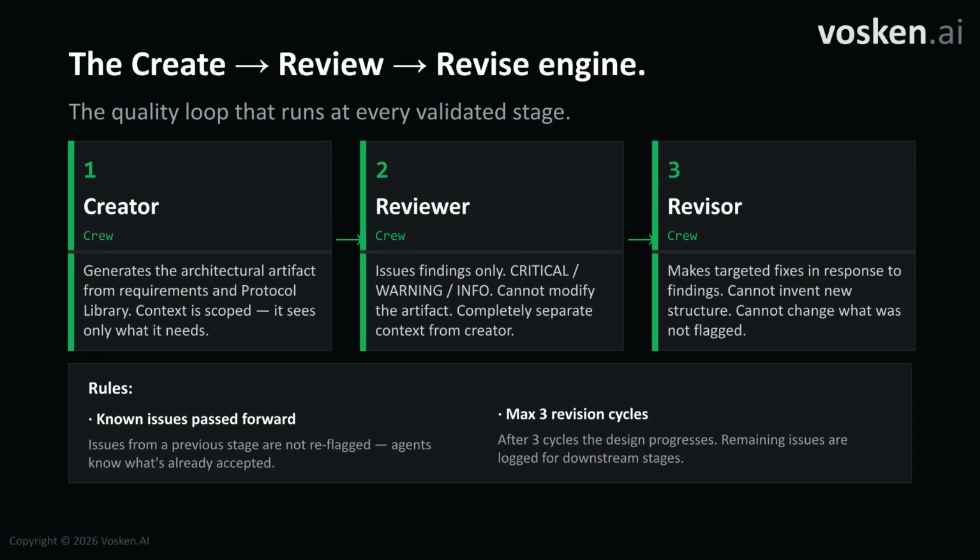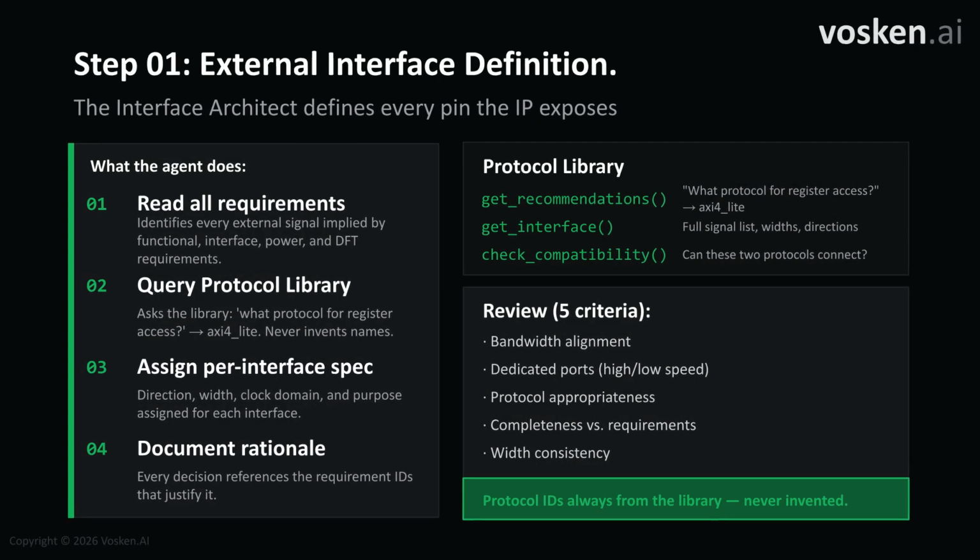The Create, Review, Revise loop is the same quality engine introduced in Stage 1. The reviewer cannot modify and can only report findings. The reviser can only fix what was flagged and cannot invent new structure. Issues known to be acceptable are passed forward, preventing the system from getting stuck in endless loops.